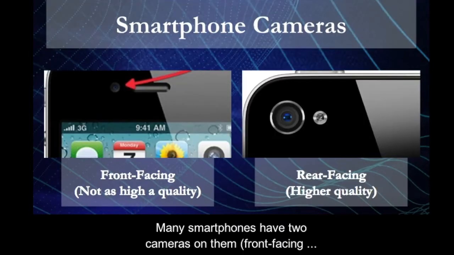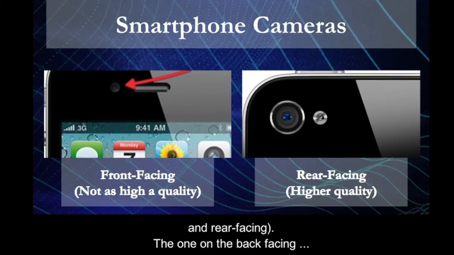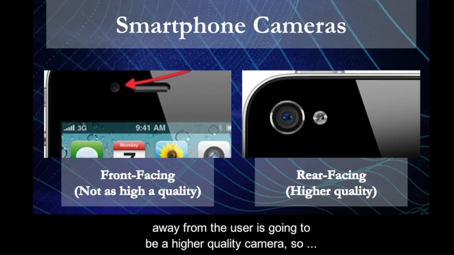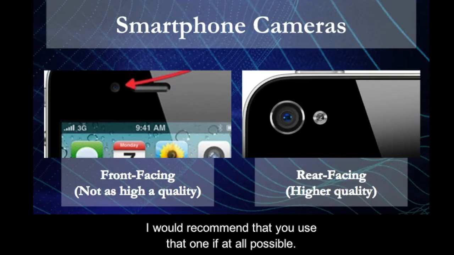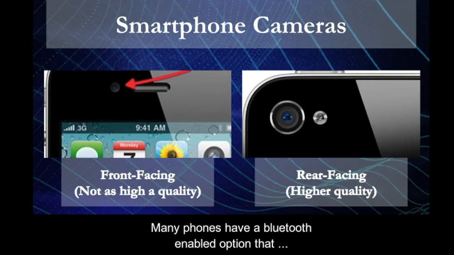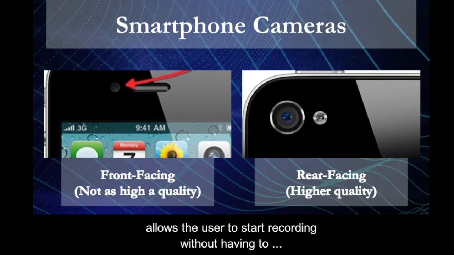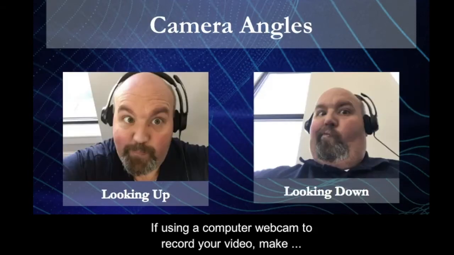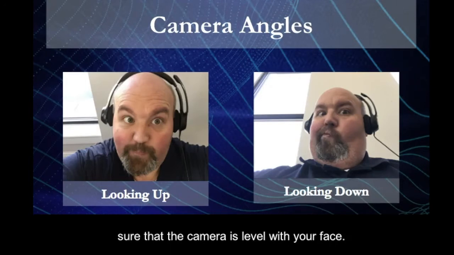Many smartphones have two cameras on them, front-facing and rear-facing. The one in the back facing away from the user is going to be a higher quality camera, so I would recommend that you use that one if at all possible. Many phones have a Bluetooth enabled option that allows the user to start recording without having to click on the button. If using a computer webcam to record your video, make sure that the camera is level with your face.